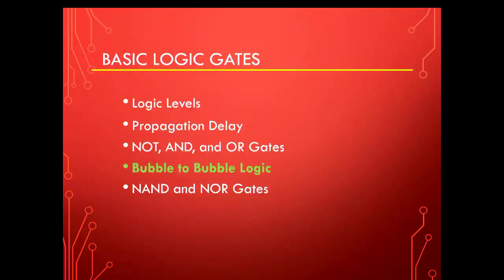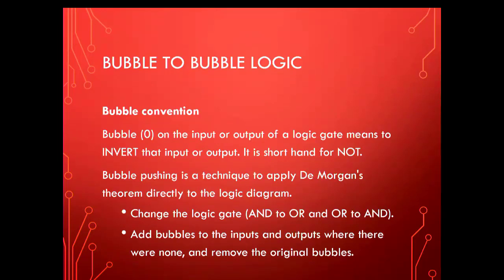Basic logic gates: bubble to bubble logic. Has anybody heard of bubble to bubble logic? It's actually a shorthand for the invert gate. There is a way for us to convert an AND gate to an OR gate or an OR gate to an AND gate by using these bubbles. Say you're a designer trying to design a circuit and you ran out of OR gates. You can use AND gates to create OR gates, and how? You can use these bubbles.